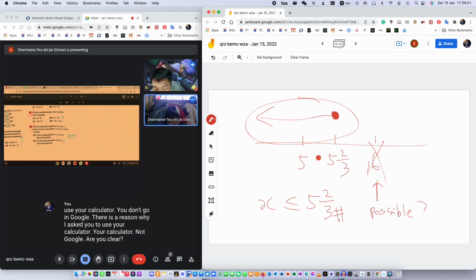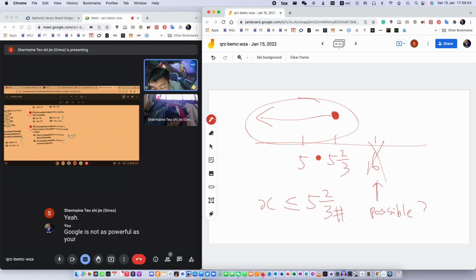Google is not as powerful as your calculator when it comes to getting mixed number, improper fraction, and all this. Are you clear or not? Okay, so follow instructions. Google means Google. Calculator means calculator. Okay, good. So I will upload this and then you get to watch this.